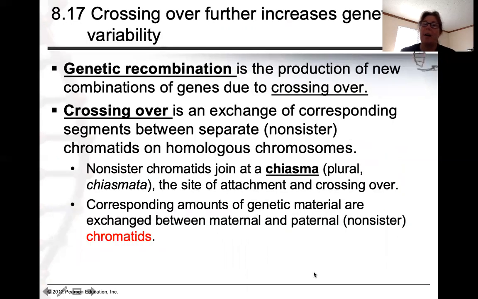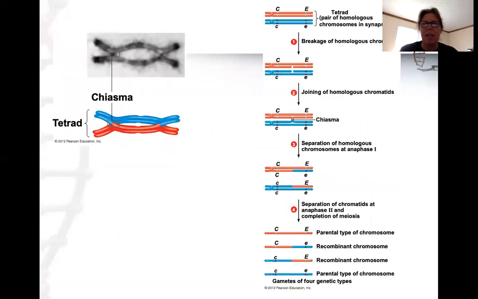But with genetic recombination, we can get some crossing over. Remember where we split those sisters, swapped arms, and that's called crossing over. So they're going to join at what's called the chiasma, which is where they basically cross. We also refer to that again as a synapse. And we're going to exchange those parts.